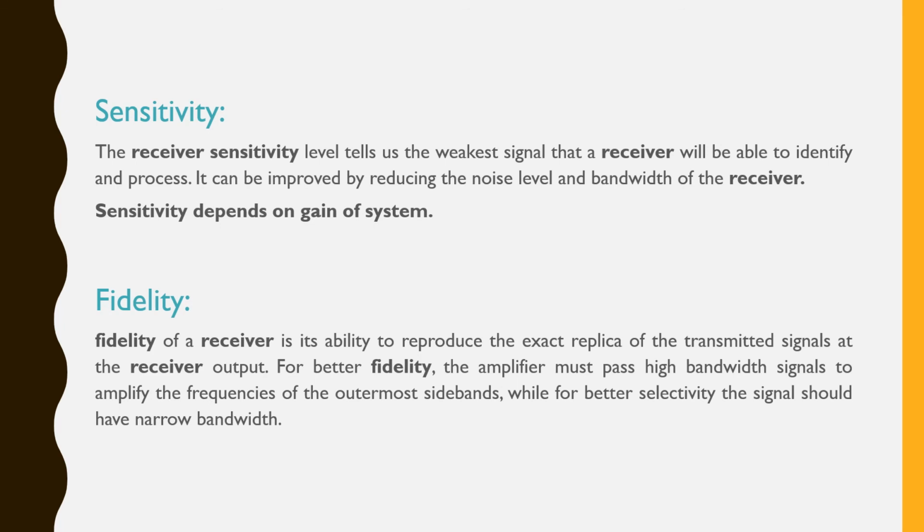Third parameter of receiver is fidelity. Fidelity of receiver is the ability to reproduce exact replica of transmitted signal at the receiver output. In other words, we can say that ability of receiver is to reproduce all the frequency components of message signal. So we can reproduce original message signal as it is. That ability is known as fidelity. To avoid the distortion in the received signal, fidelity should be high. Means better fidelity means no distortion. Without distortion, we are able to produce message signal.